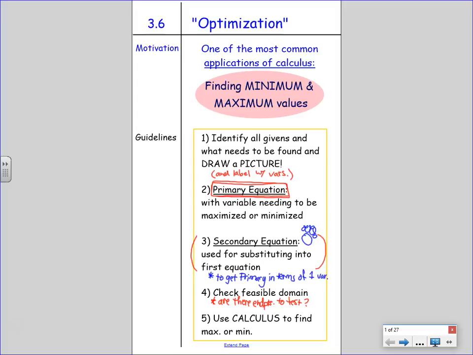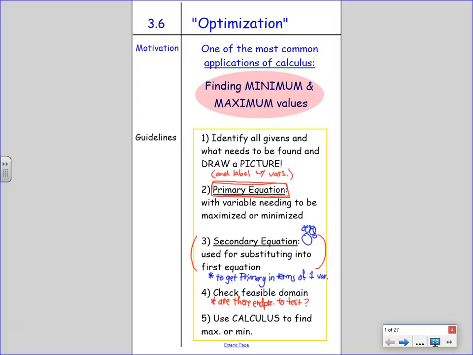Who's the primary equation? Where does it come from? It comes from whatever you're supposed to be maximizing or minimizing. It's the point of the problem. It's the objective. It's the thing that needs to be maximized or minimized. Secondary equation, sometimes it's there, sometimes it's not.